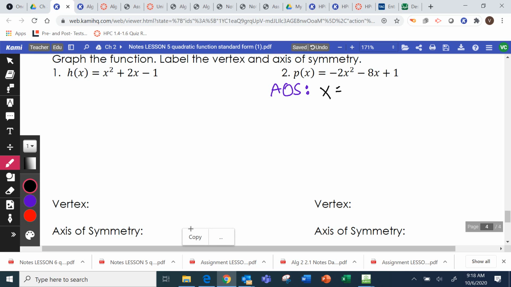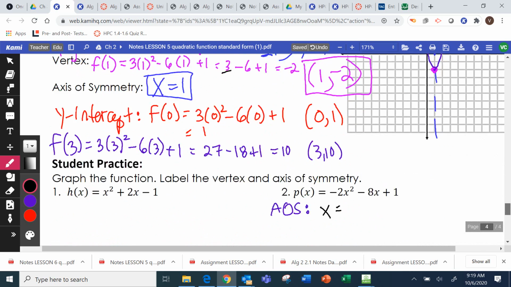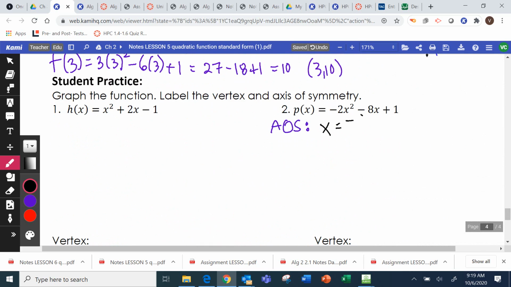X equals. Holland, what's my formula for axis of symmetry? B over 2A. So you're missing part of it. Do you have it written down? Here's mine. Negative b over 2a. We write the formula down every single time so we can remember it.